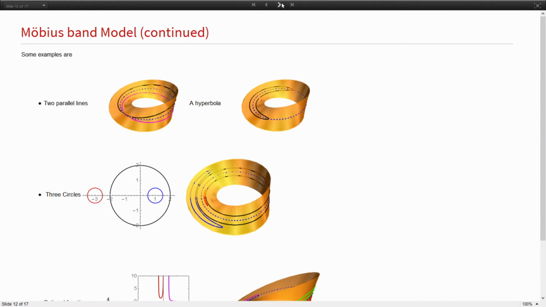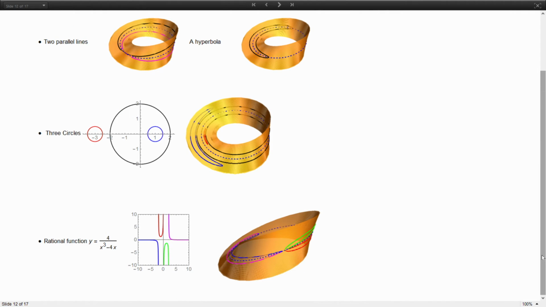Okay, so here's some pictures of what this looks like. There's the first one, two parallel lines. They meet, that dotted line is the infinite line. They meet on the infinite line. A hyperbola has two infinite points, and so they connect on the infinite line.